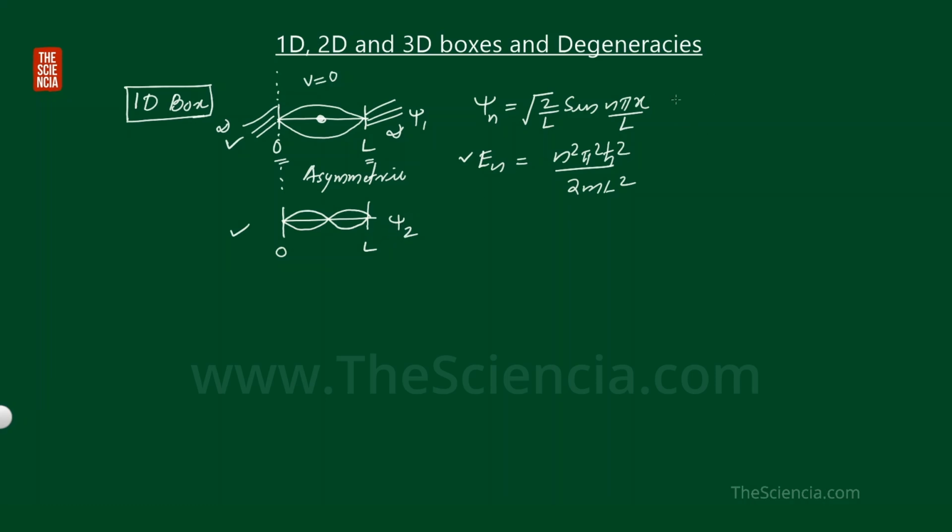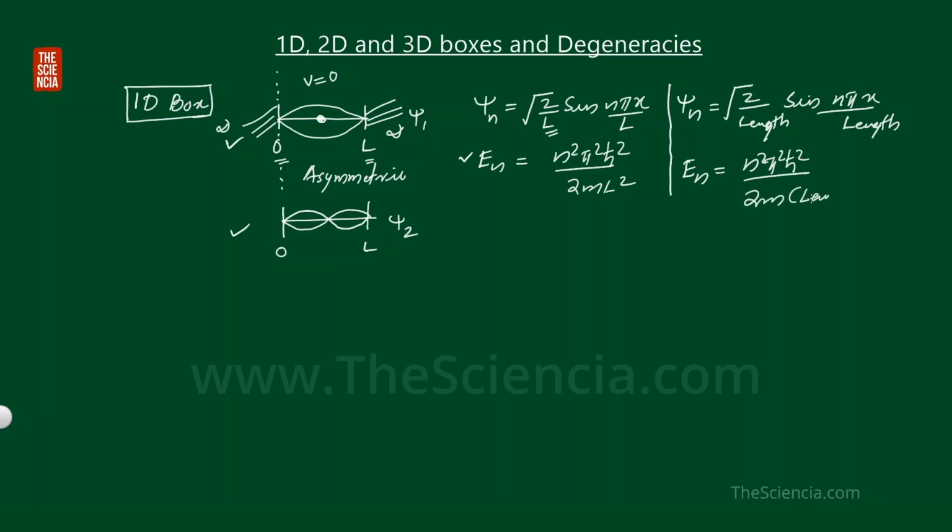In general, psi n equal to root 2 by length of the box. Here it is L, that is why I substituted L. If the length of the box is 2L, then you have to substitute 2 by 2L, into sin n pi x by the length of the box. And the energy expression is n square pi square h square by 2m into the length of the box squared. So the energy of a particle in a box is inversely proportional to length square, and it is dependent only on the length of the box.